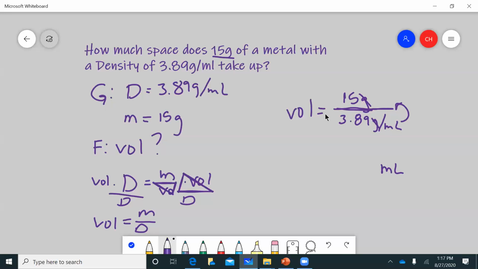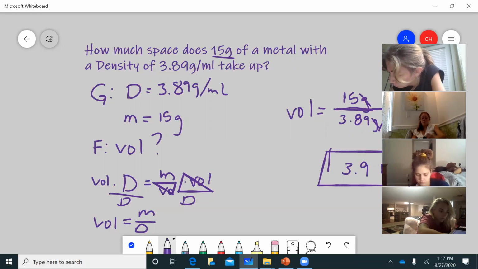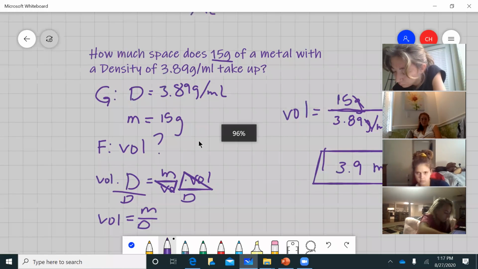As far as what the numerical answer is, we take 15 divided by the 3.89, and we get this long number, 3.856041111. I have two sig figs here, so I'm going to go with 3.9 milliliters. Any questions on that? On that equation, on plugging stuff in, on where units are coming from?